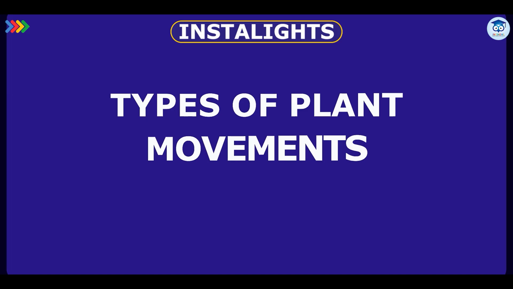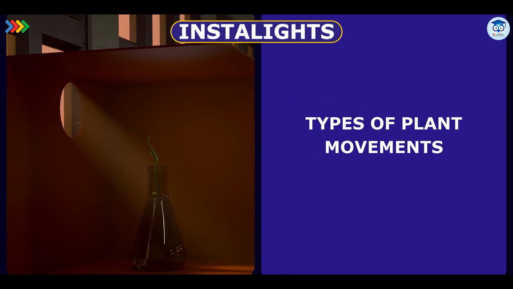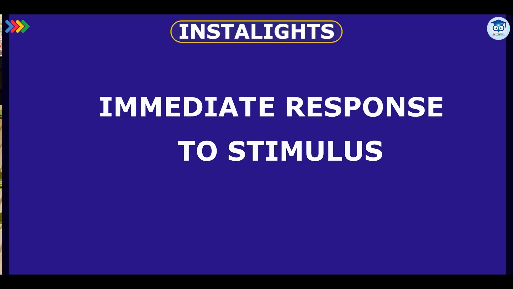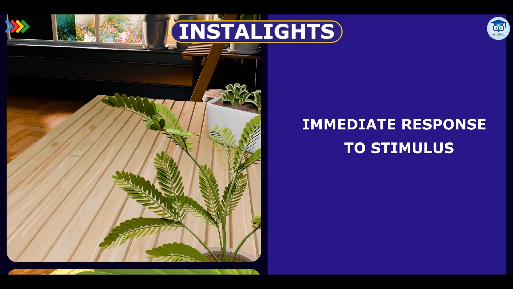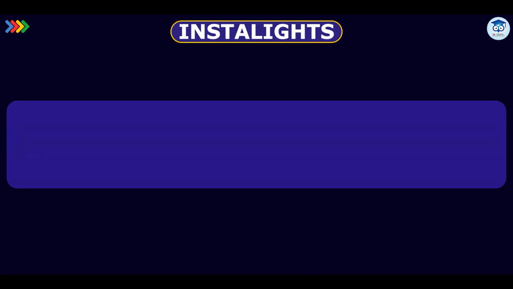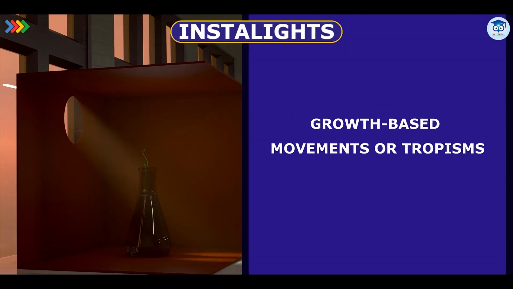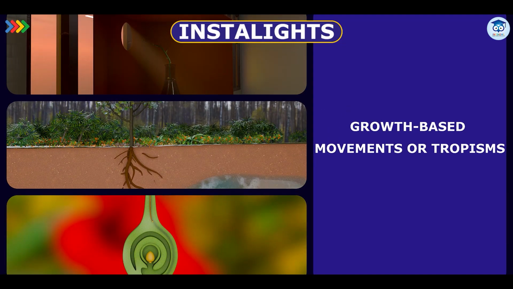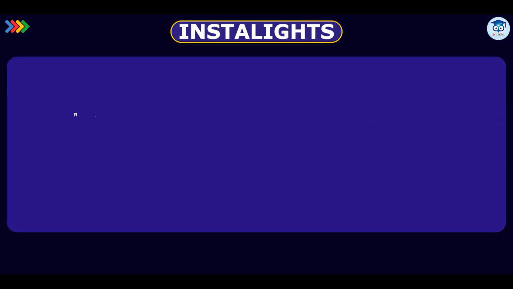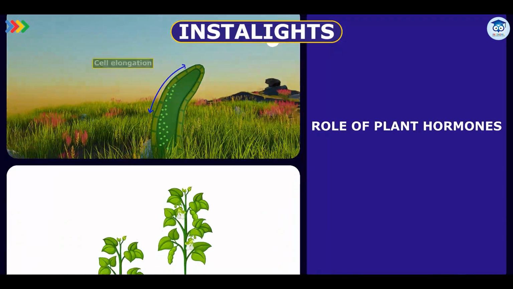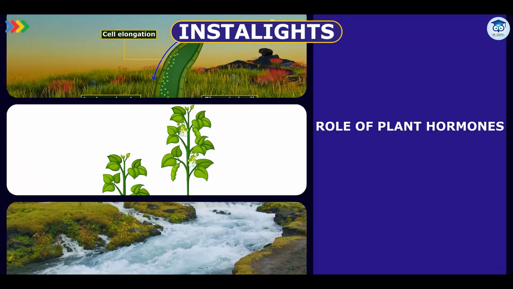We began with the types of plant movements, noticing that some are quick and happen without growth, while others depend on growth. This led us to immediate response to stimulus, like in Mimosa pudica, where movement is due to turgor pressure changes. Then we moved to growth-based movements or tropisms, where plant parts bend in response to light, gravity, water, or chemicals. And finally, we saw the role of plant hormones like auxin and gibberellin, which guide these movements by acting as messengers within the plant.